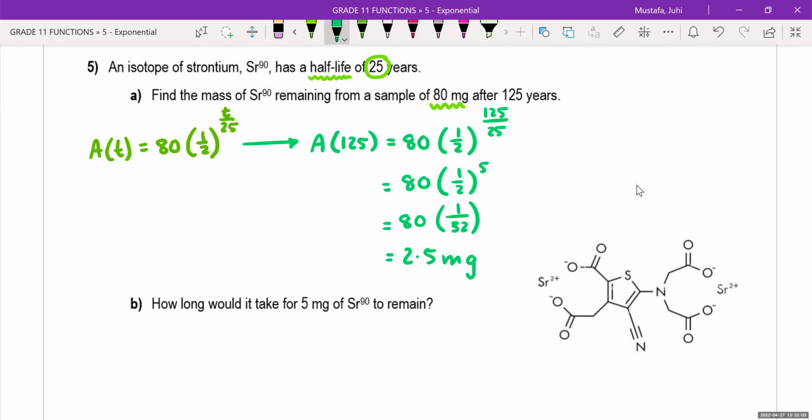Okay, so I put in 125 over 25. I got the number 5. We should know 2 to the power of 5 is 32. So it's 80 times 1 over 32. I said you can use calculators for this. So I got 2.5 milligrams as my final answer. Did you guys get that as well? Yeah, nice-ish.